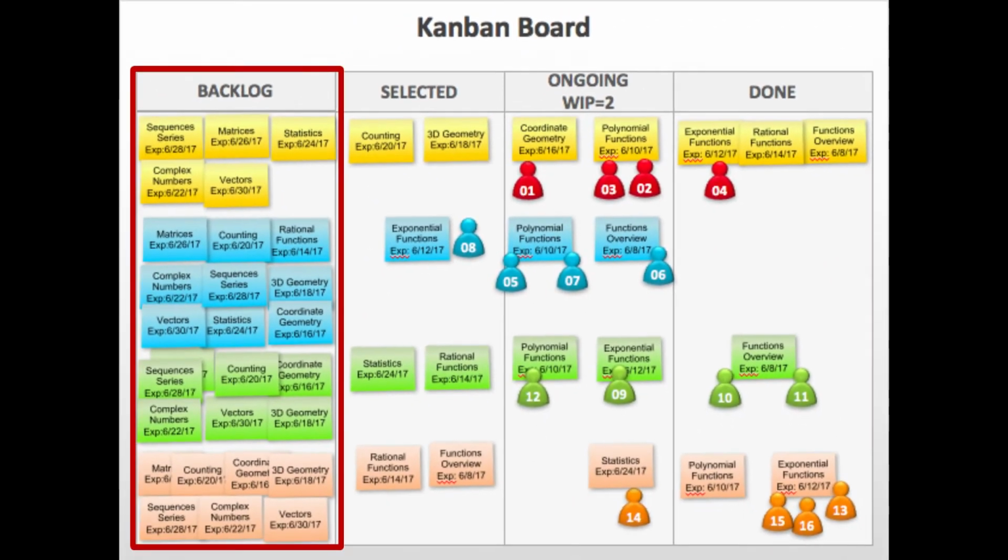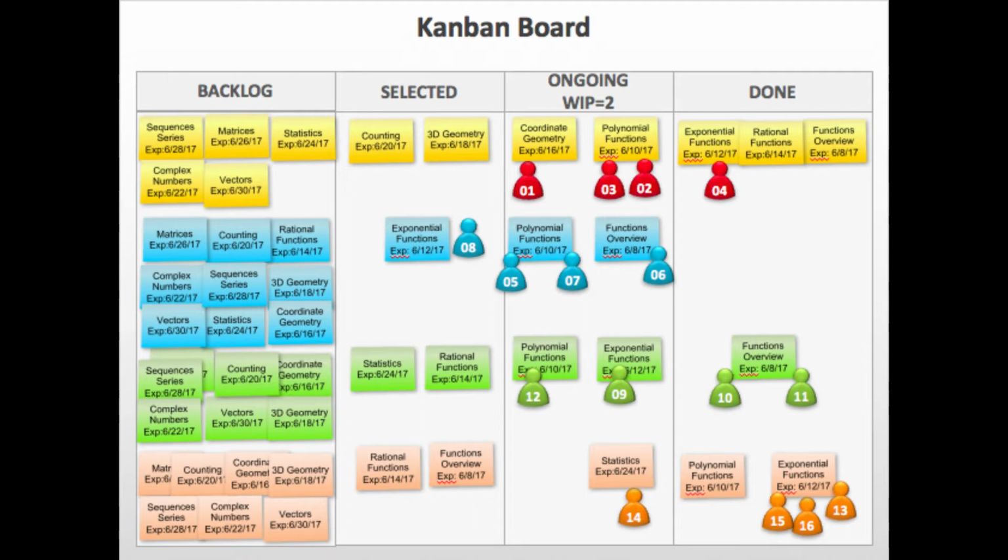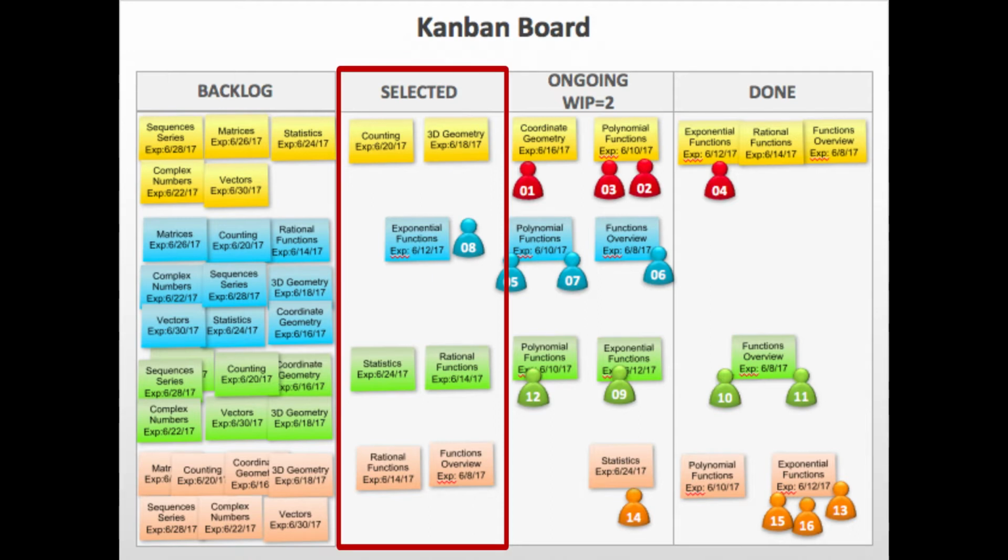Backlog is a list of lessons with deadline to complete. They are scheduled in order according to its dependencies. Selected lessons in this column are being prepared to be studied and organized by a team member with the help of the teacher.